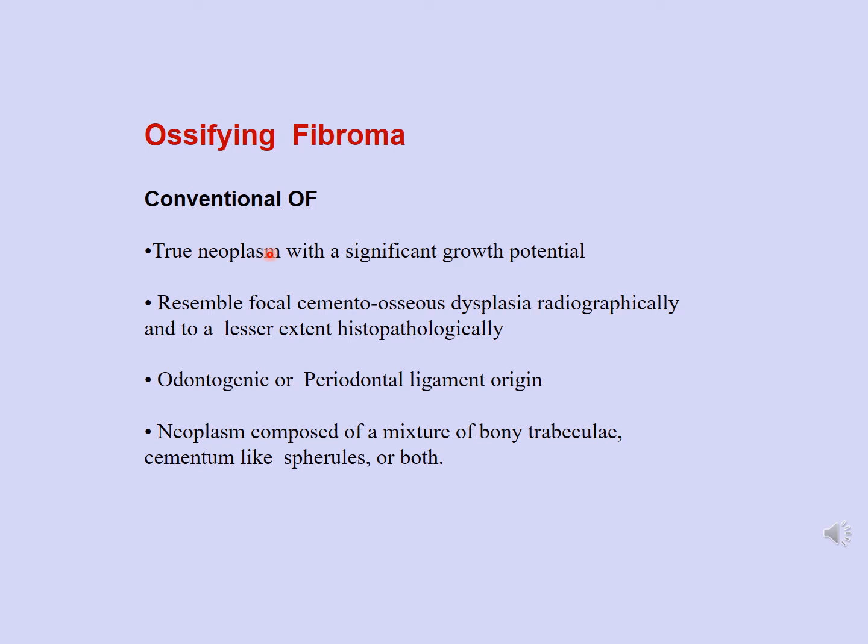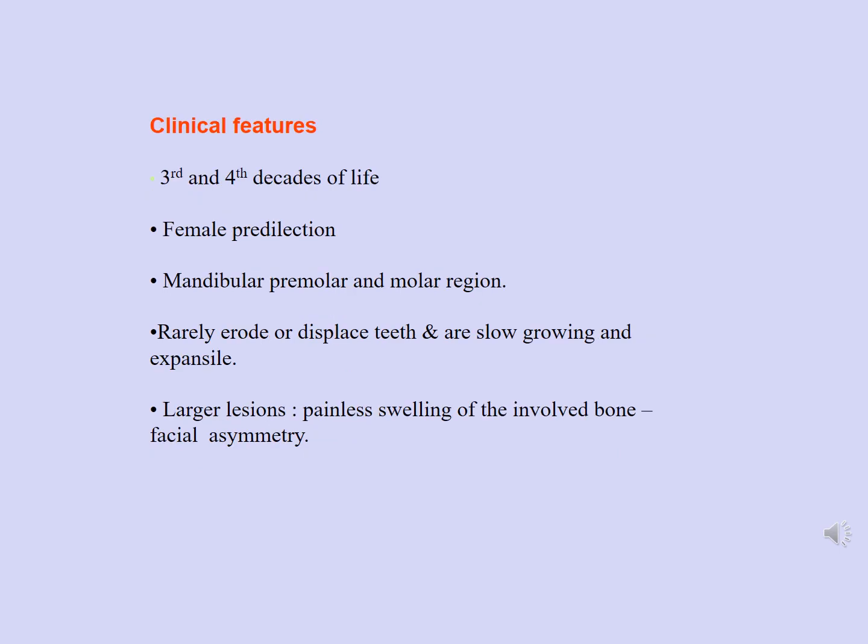It resembles focal cementoosseous dysplasia radiographically and to a lesser extent histopathologically. All right. Now, the etiology has been believed to be odontogenic or periodontal ligament in origin. The neoplasm is composed of a mixture of bony trabeculae, cementum-like spherules, or both. Clinical features: it commonly affects the third to fourth decade of life. Female predilection again seen. Mandibular premolar and molar region is the most common area. It rarely erodes or displaces teeth and is slow growing and expansile.